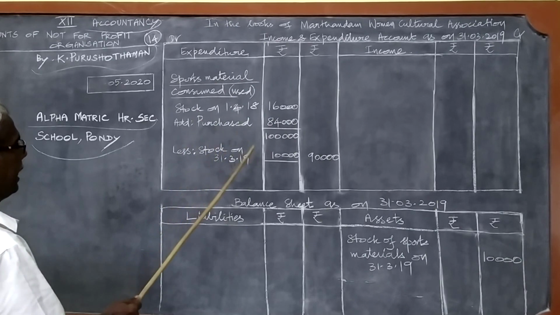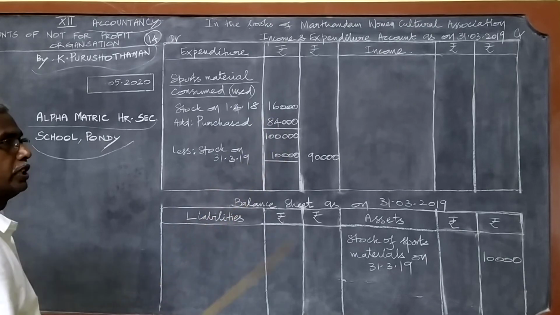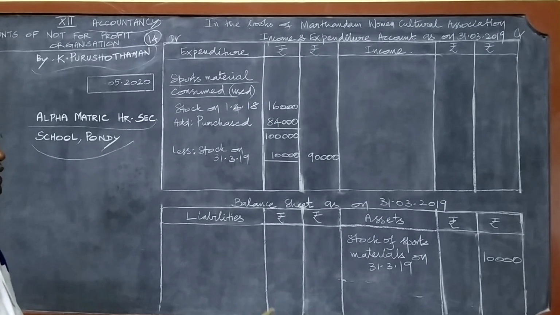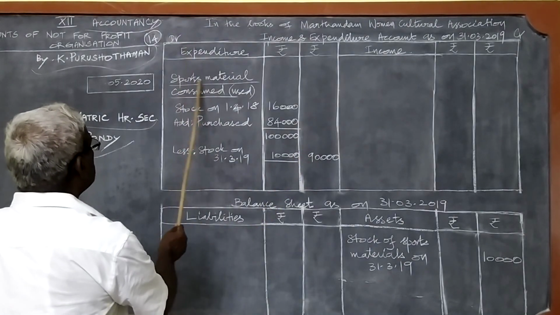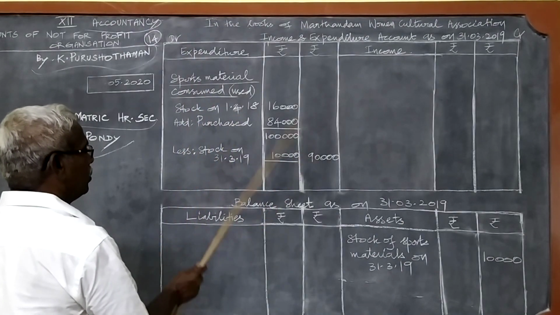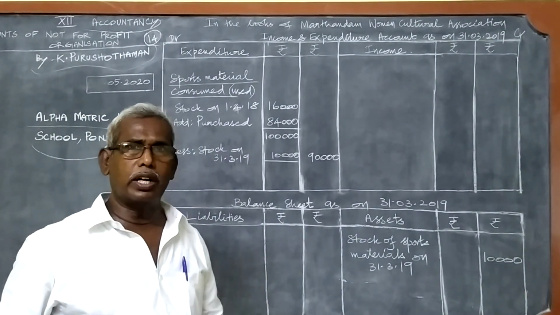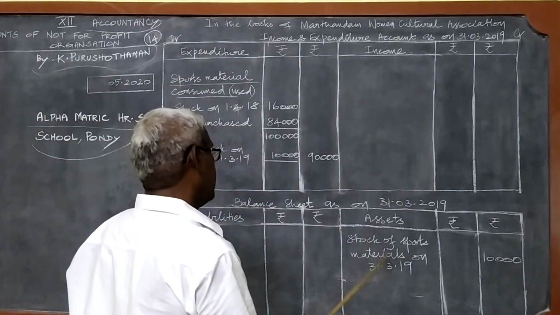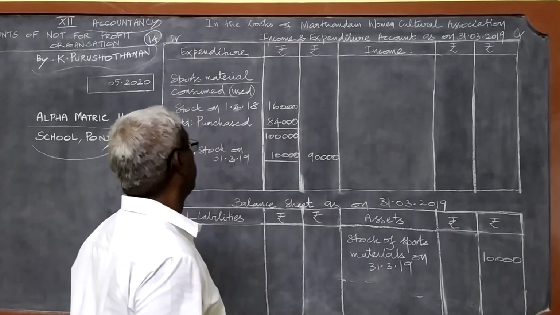But at the end of the year, when it was checked, the stock was only 10,000. What about the remaining? The remaining amount of sports material was used. Therefore, 1 lakh minus 10,000, that is 90,000, is the sports material consumed or used. In the balance sheet, what must be written? The closing stock of sports material must be written on the asset side because it is the stock of an asset that is written here. That's all regarding 14.